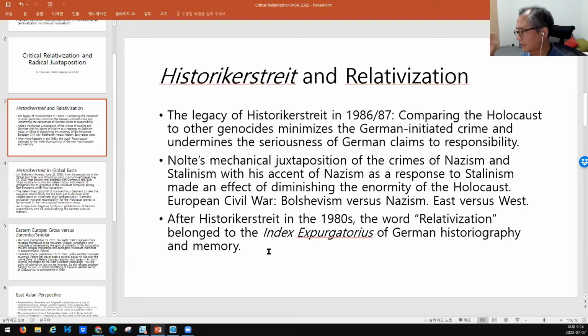So this Historikerstreit, especially Nolte's revisionist approach, had the effect that comparing Nazism with any other genocide was said to minimize the crimes of Nazism. After the Historikerstreit in the 1980s, the word relativization belonged to the index expurgatorius of German historiography and memory. Many historians, memory studies scholars, humanities scholars and social scientists have tried to escape from relativization, or suspicion of relativizing work, since the 1980s.